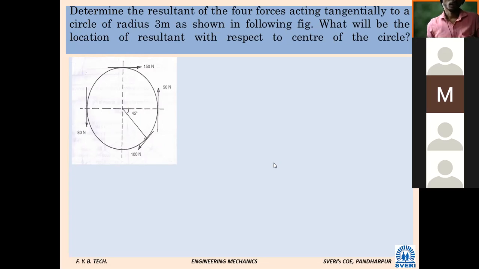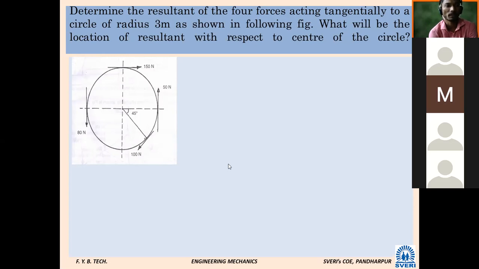Very good, thank you. Have you seen the figure? Is it possible to see this figure carefully? So how many forces are there in this system? Four forces are there. And what are we supposed to calculate again? Resultant and location, with respect to what? Center of the circle.